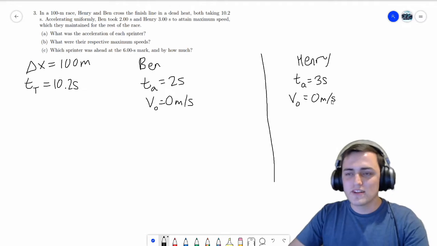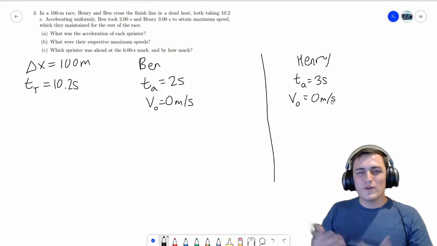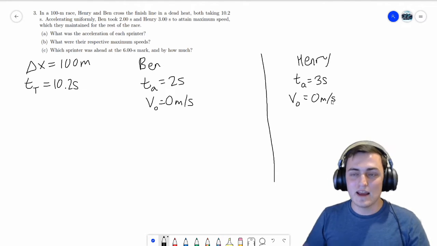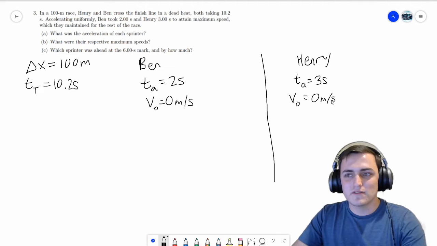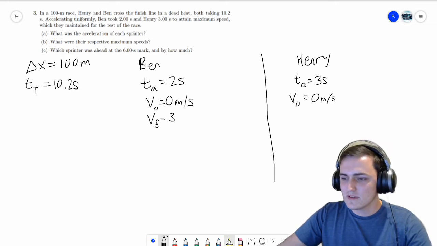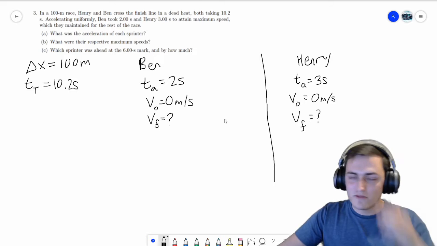So we know the time they're accelerating for. We know their initial velocity. We don't know their maximum velocity, the max speed they attain and maintain for some period of time. We don't really know what that v final is. And so we can say v final equals question mark. Right, we don't really know what their v final is. And in part B, we're actually going to be finding that final velocity.